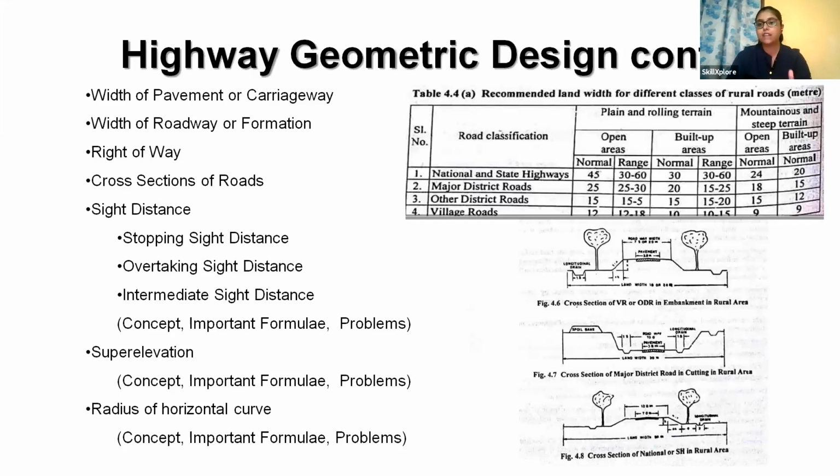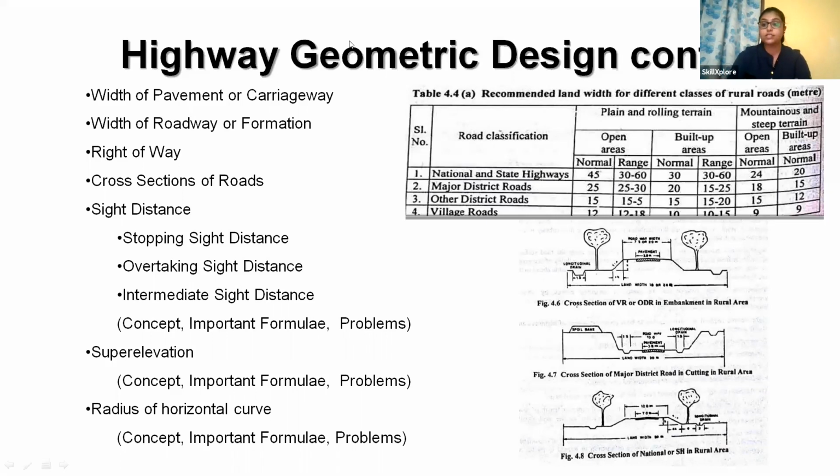As an example, the recommended land width for different classes of rural roads is given here. So for NH and SH, open areas normal range is 40, plain and rolling terrain open areas normal range is 45, and the range is actually 30 to 60. So all these things we have to study. These may be there in your examination as well.